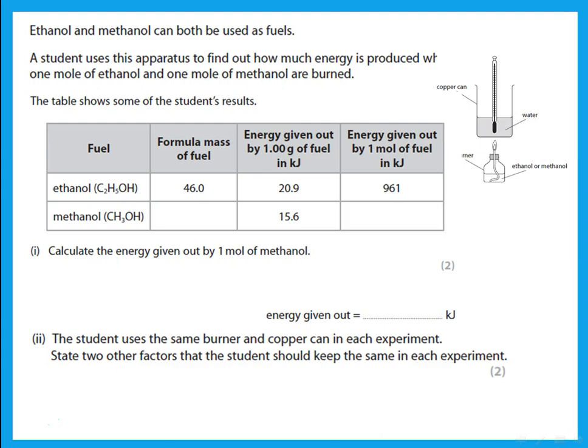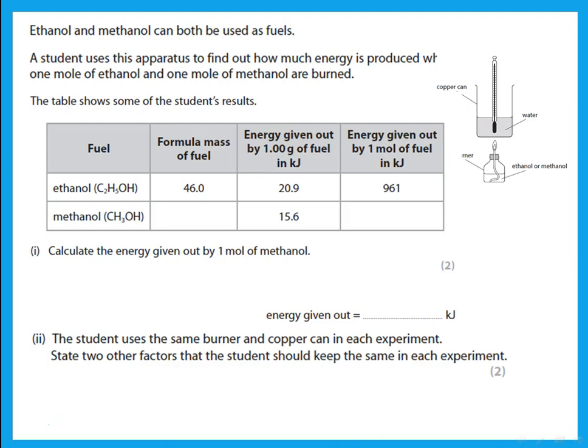Ethanol and methanol can both be used as fuels. A student uses this apparatus to find out how much energy is produced when 1 mole of ethanol and 1 mole of methanol are burnt. So he has ethanol and he gives me the formula mass of ethanol. So he already calculated the MR of ethanol, and he's telling me that the energy given out by 1 gram is this. Now, by the whole MR, this is 46 grams. So that means 46 grams will give how much? We multiply these numbers and he got 961.